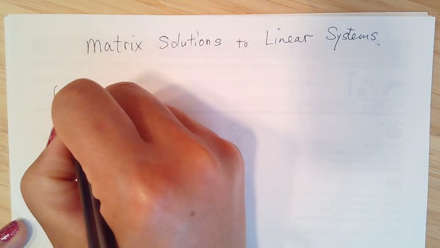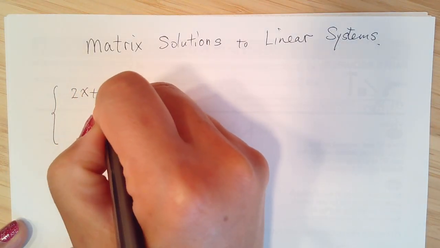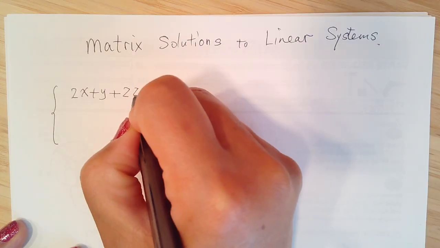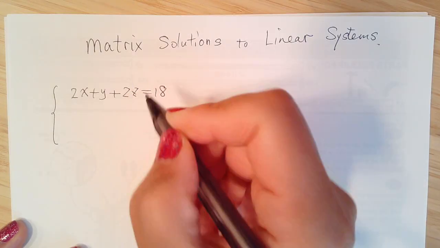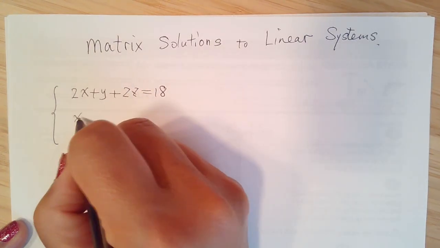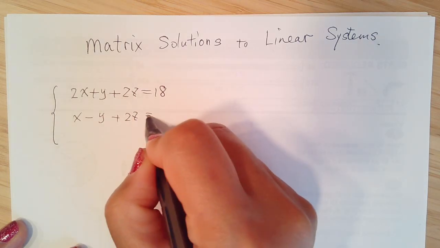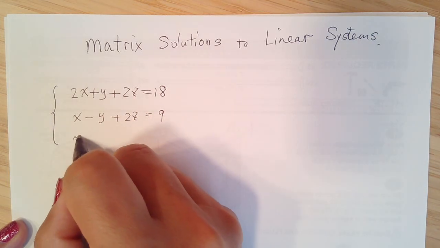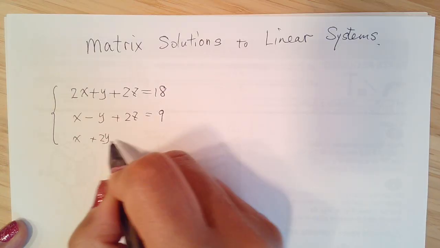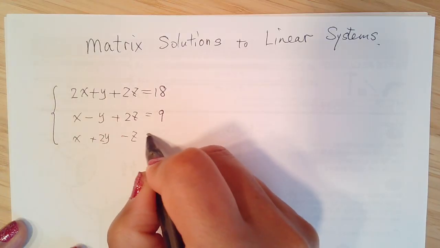So you have, for example, 2x plus y plus 2z equals 18. And I have x minus y plus 2z equals 9. And then the last one I have x plus 2y minus z equals 6.